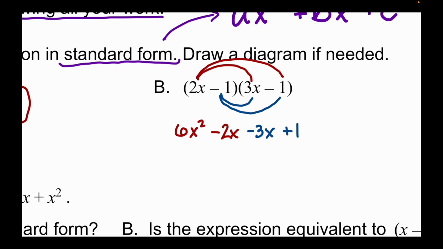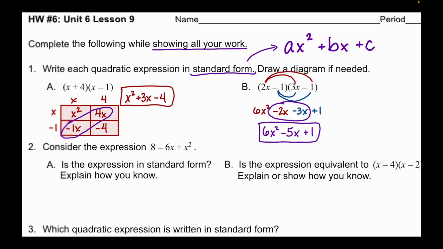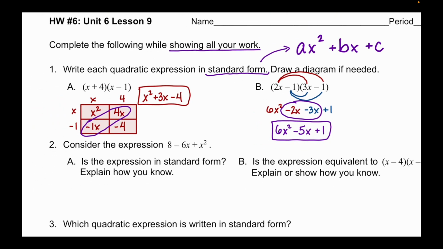Now the same thing still applies. We are still going to combine these two terms right here. That will give us negative 2 and negative 3. We're combining them, so it's like adding them together. So this becomes negative 5x. So we'll have 6x squared minus 5x plus 1, and this is the standard form answer for part B. Now you can do either of these questions in either method, just showing you the two options that you have, but you do have those two answers that you'll get no matter what.